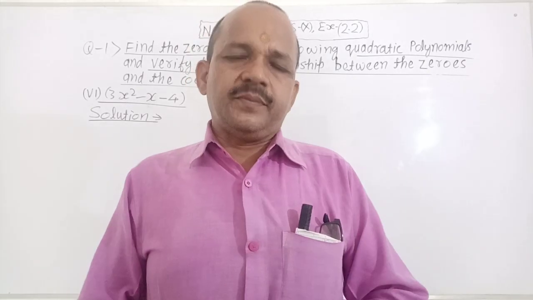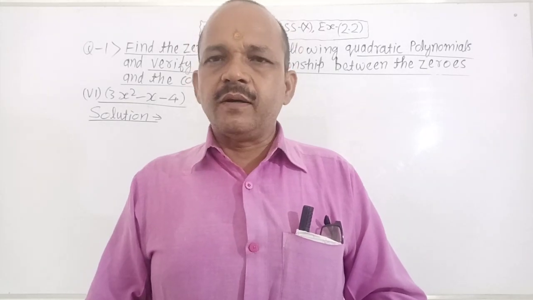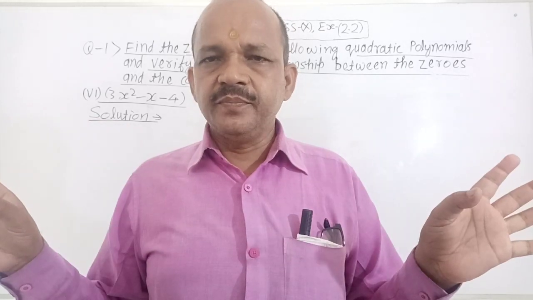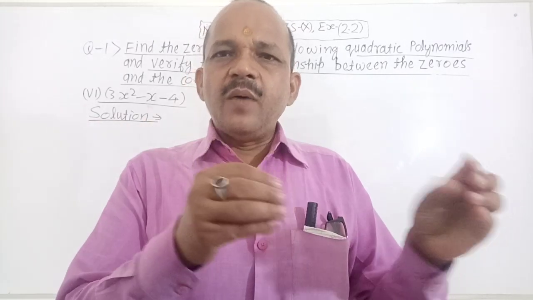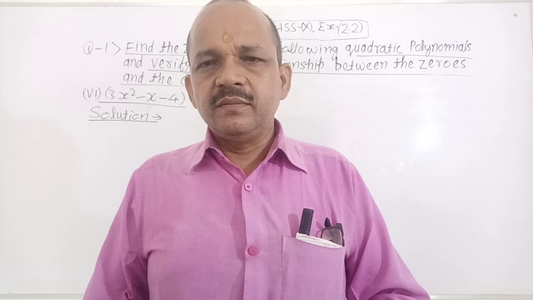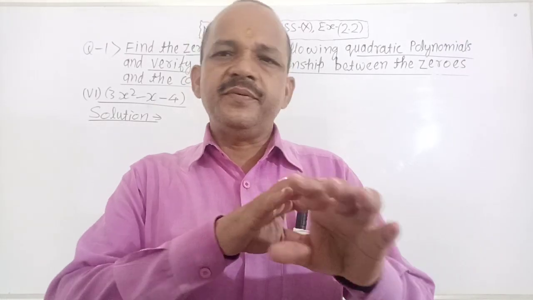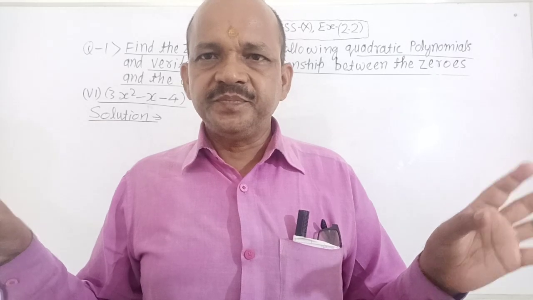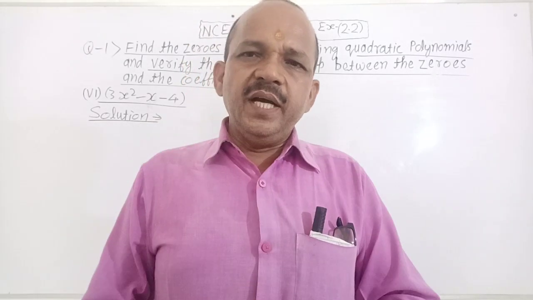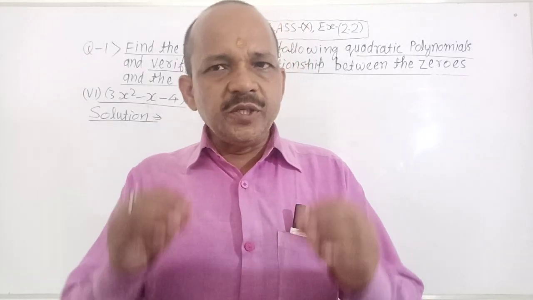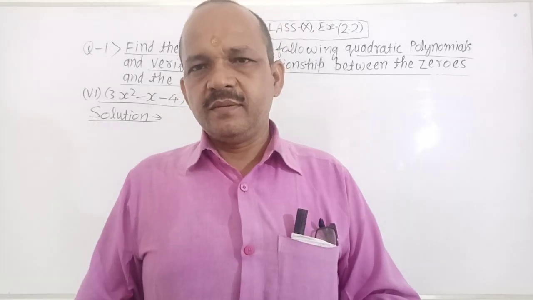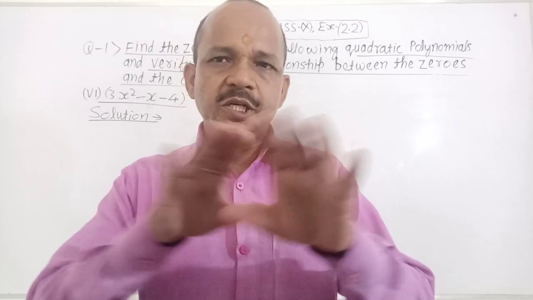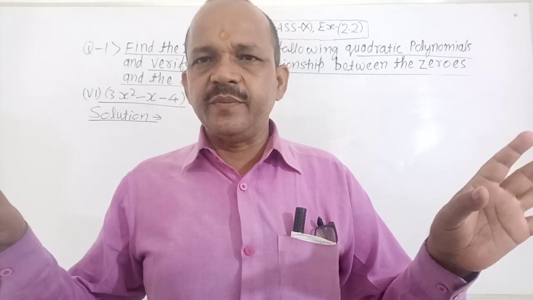Number in front of each term is called coefficient. Coefficient is clear. Maximum power of variable is called degree of polynomial. Degree of polynomial is clear. Value of variable that makes the polynomial zero is called zero of polynomial. Zeros means value of polynomial. It is clear, no confusion about it.